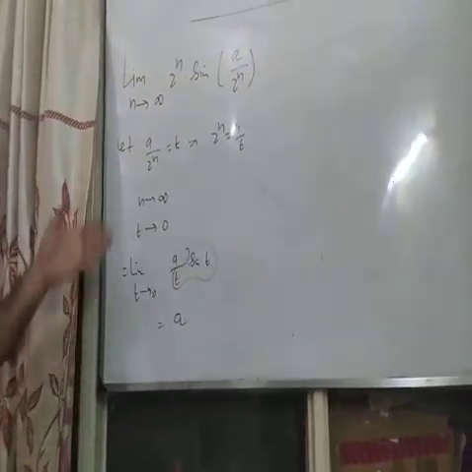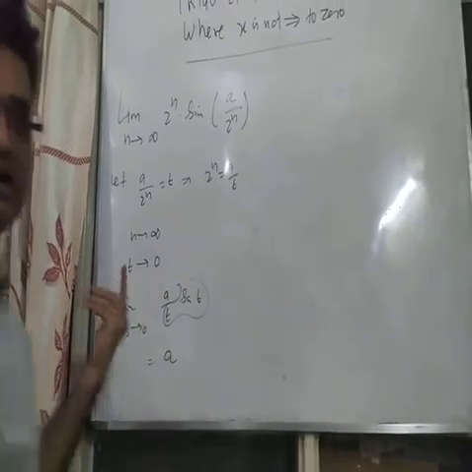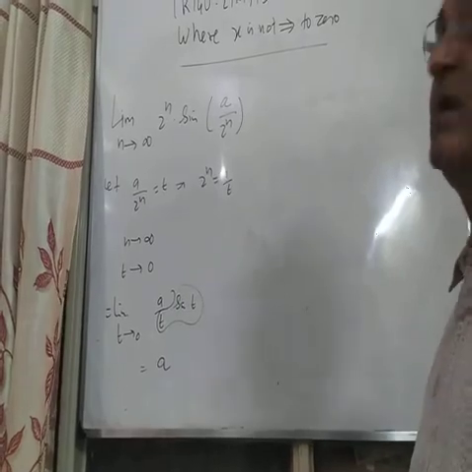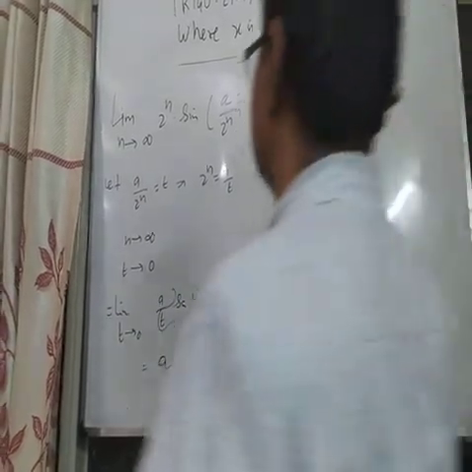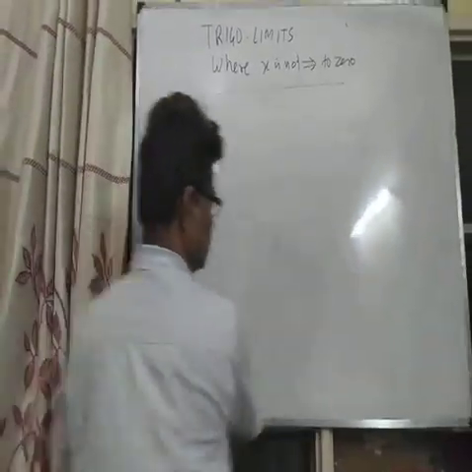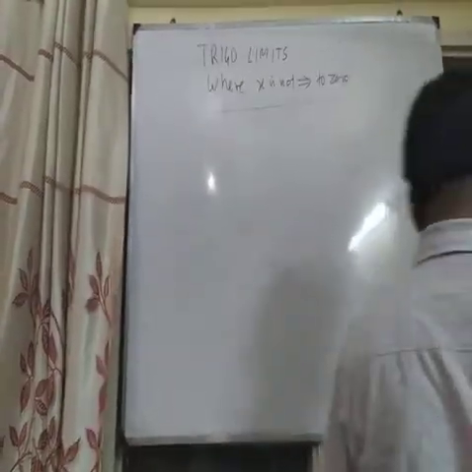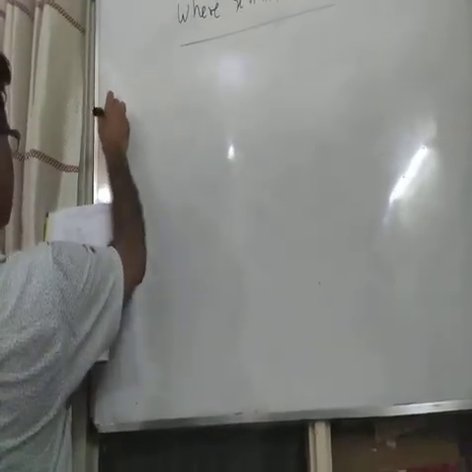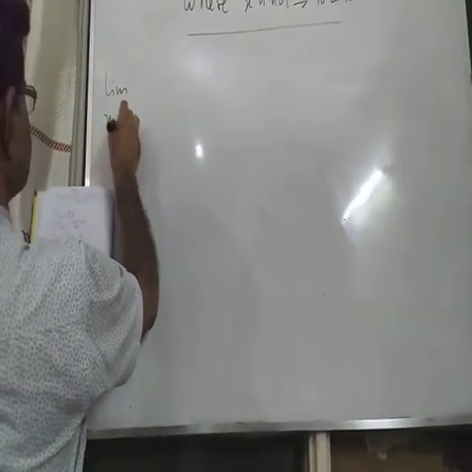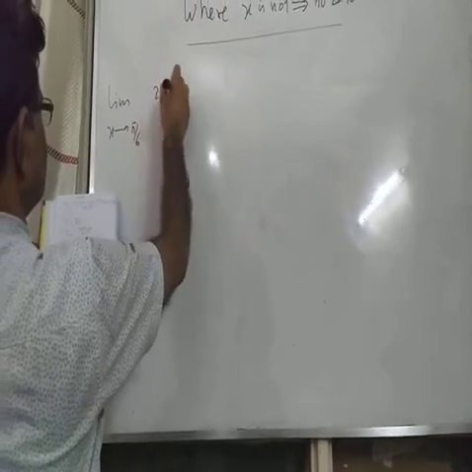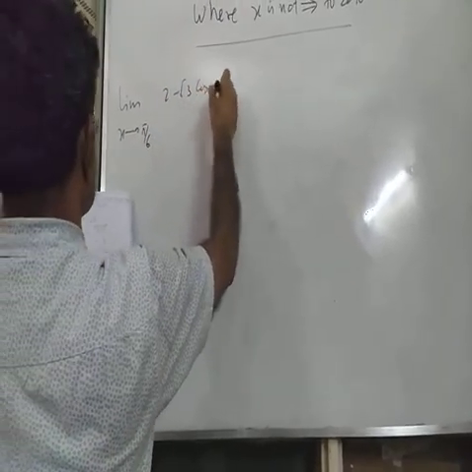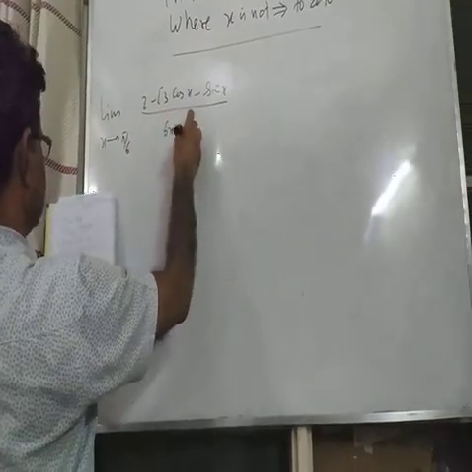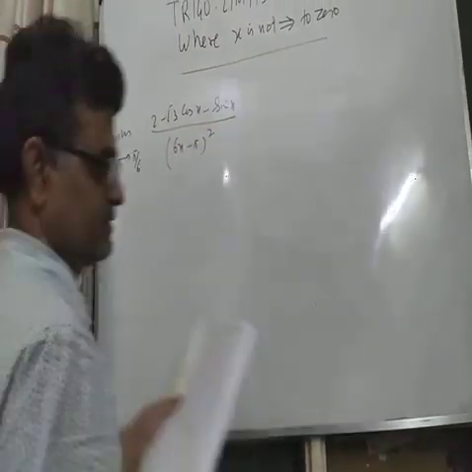So you can see how these questions which look difficult are now very easy. Now we are moving to the next question. Limit x tends to pi by 6, (2 minus root 3 cos x minus sin x) upon (6x minus pi) whole square.